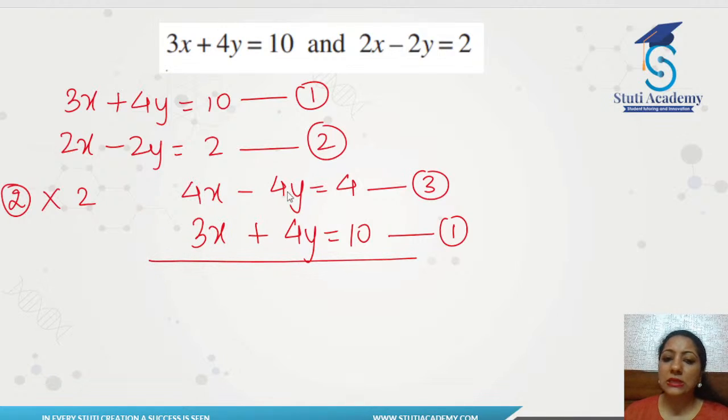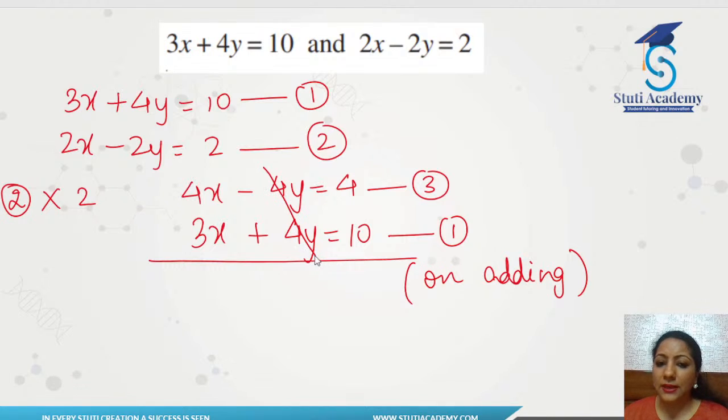Now here, as we can see, we have minus 4 and plus 4 here. The coefficients are 4. We know they're same. One is negative and the other one is positive. In order to get rid of this y, we need to have different signs, and they're already different. So we will add in this case, because addition will not make any difference on the sign. So on adding, you'll eliminate this. Minus 4y plus 4y will get cancelled. 4x plus 3x will give you 7x. 4 plus 10 will give you 14.